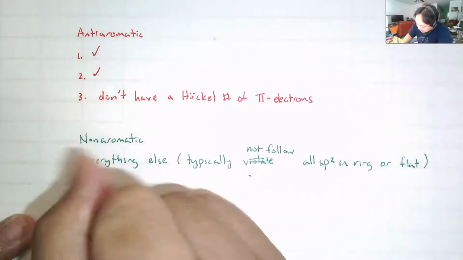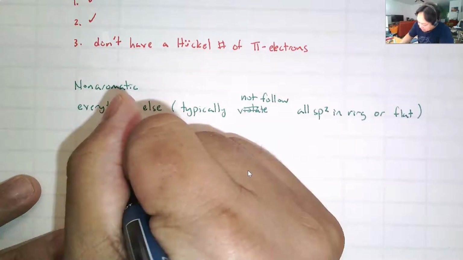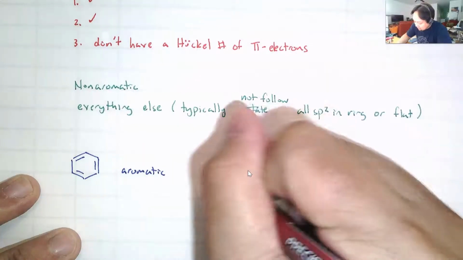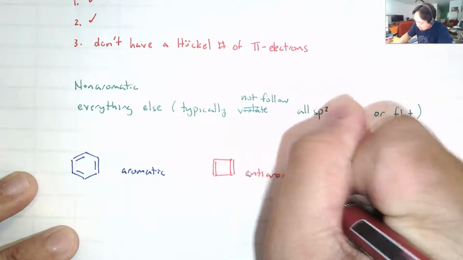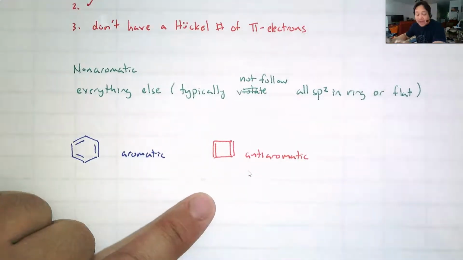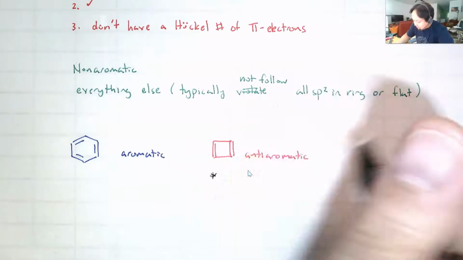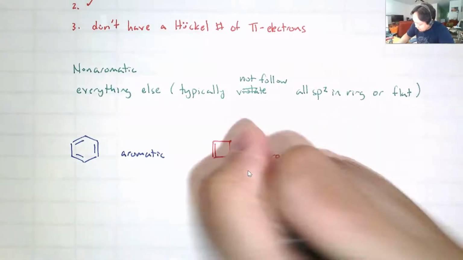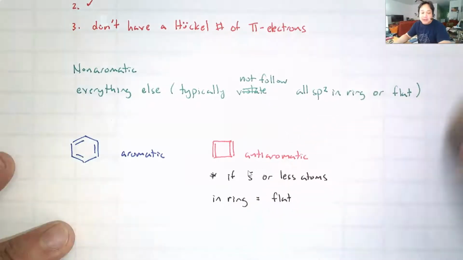Let's do our 3 main examples, and then we're going to branch out. First one is benzene. Hopefully you know that that is aromatic. Next one was cyclobutadiene, anti-aromatic. And the rule that we're using here is that if you have 5 atoms or less in the ring, you are considered flat. If 5 or less atoms in ring, the molecule is automatically flat.